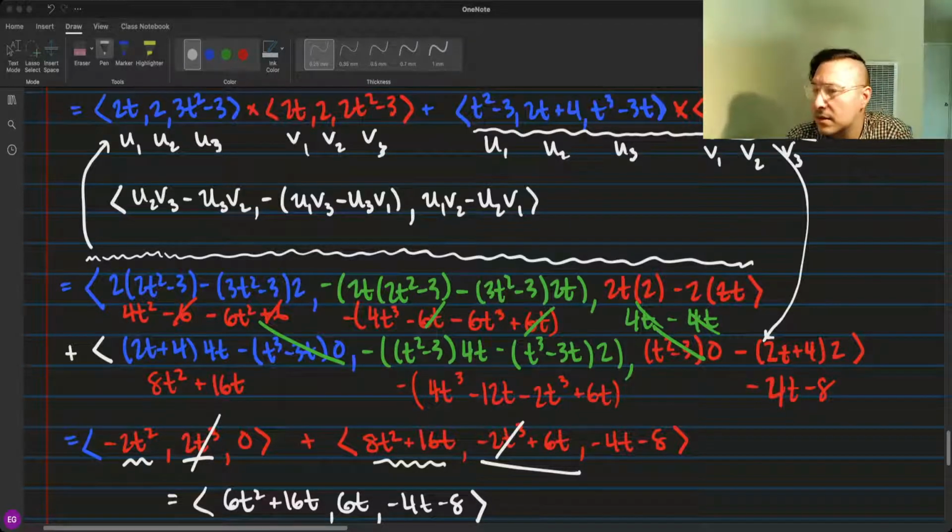Wait, so someone's saying, isn't u prime crossed with u prime 0? If you cross something with itself, should you get 0? I'm thinking. I think that's right. Yeah, I did not get 0, did I? I got 0 for one of the components.